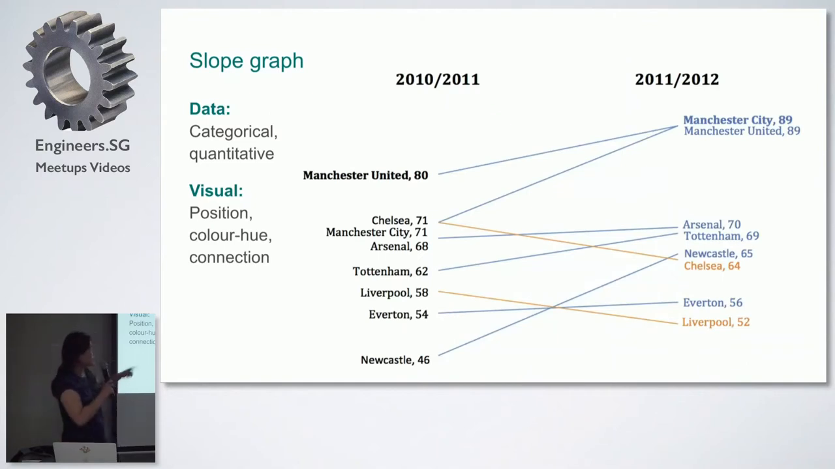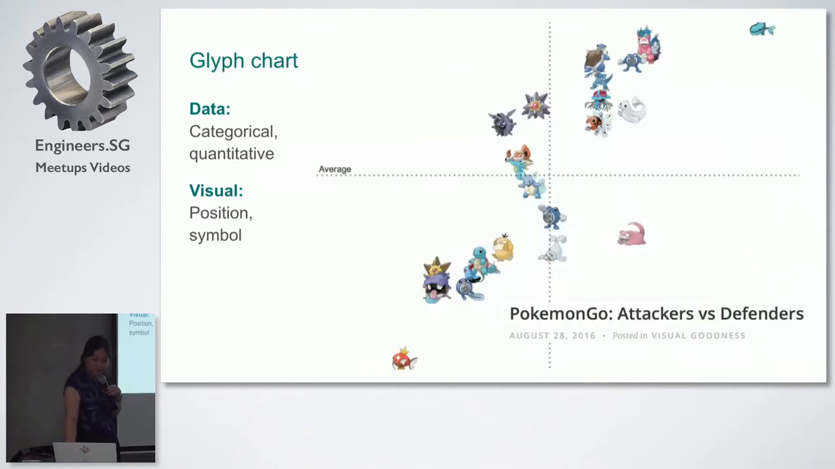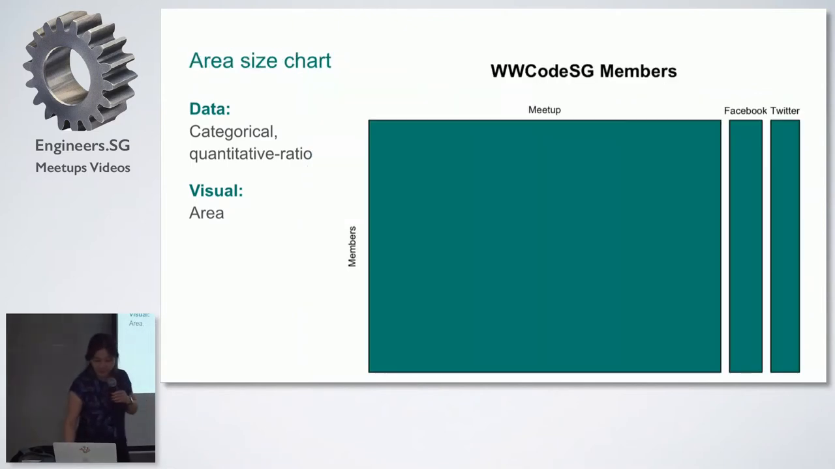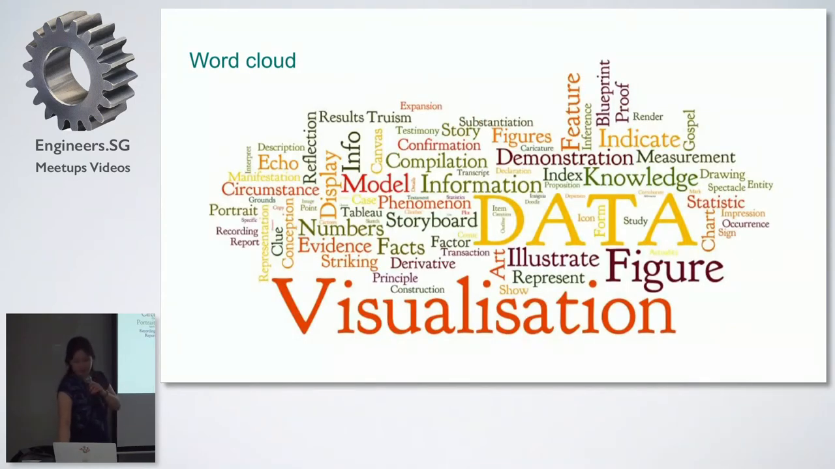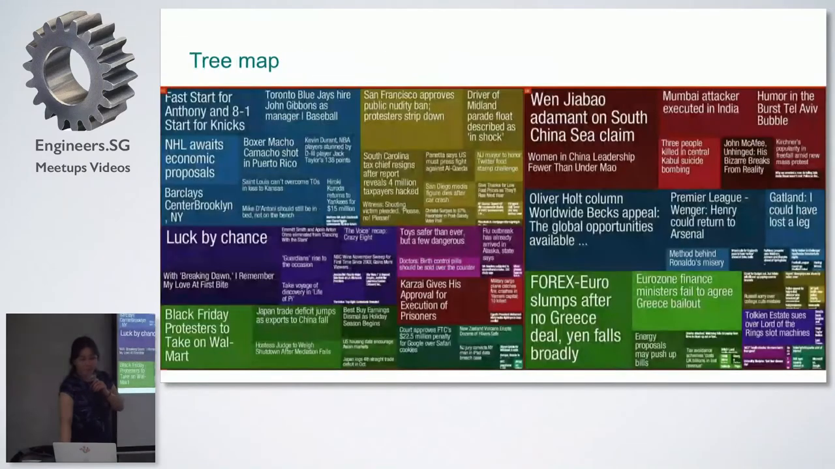Slope graph, where the slope actually determines how different the range is of the numbers. The radial charts. Glyph charts. This one is pretty cute. A Sankey diagram. See, the thickness of the lines also tells a story. And this is the area size chart. Join Facebook. Okay, small multiples or trellis chart. It's a word cloud. You're familiar with. Pie charts. Square pie. Tree maps.